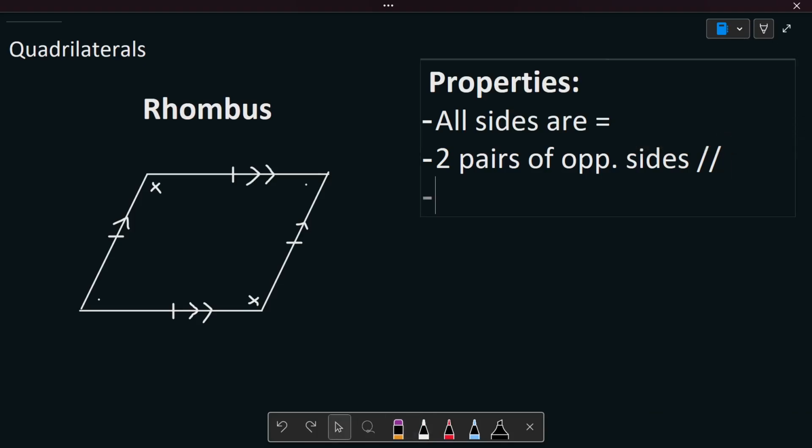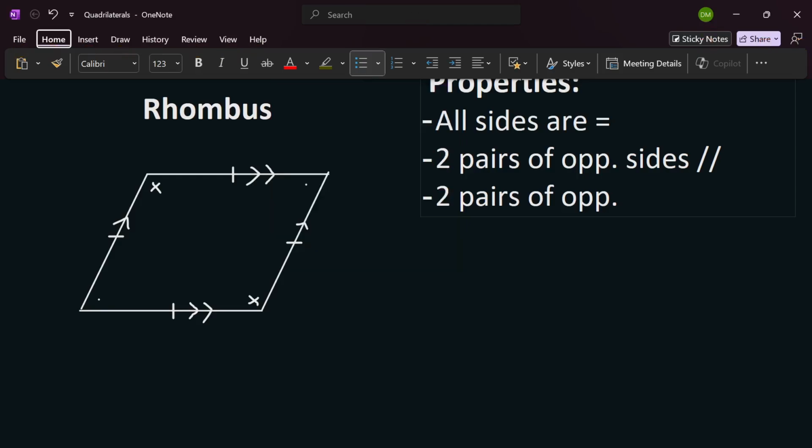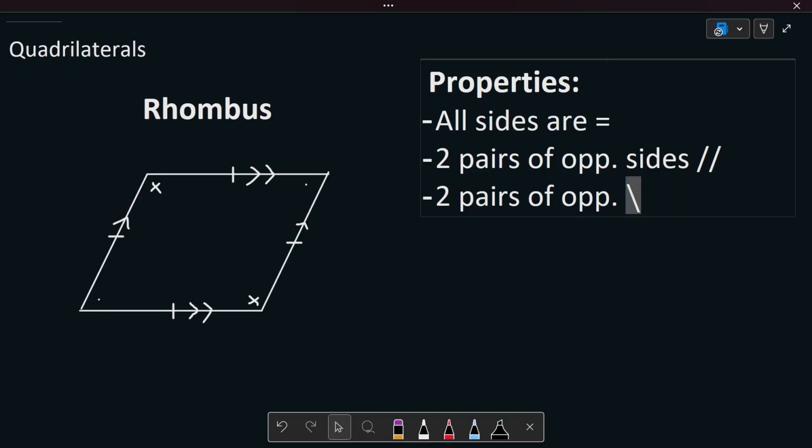Here we have two pairs of opposite angles. So I can write it here. I can say over here, two pairs of opposite angles are equal. I don't even have to say are, equal. Now our last one we are going to look at is the diagonals. So let's look at the diagonal here.